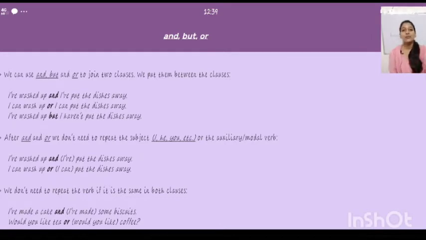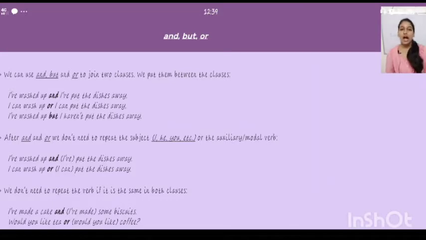This second one was giving an option whether I can wash up the dishes or I can put the dishes away. Either of the two I can do, not both. The third one was, I have washed. The first one is done but the second one is not done. So we saw the three conjunctions here, the three linking words and, or and but. And says both the clauses are true, or says either of them can be true, and but says the first one is true and the second one has not yet happened. So that is what we see in and, or and but.